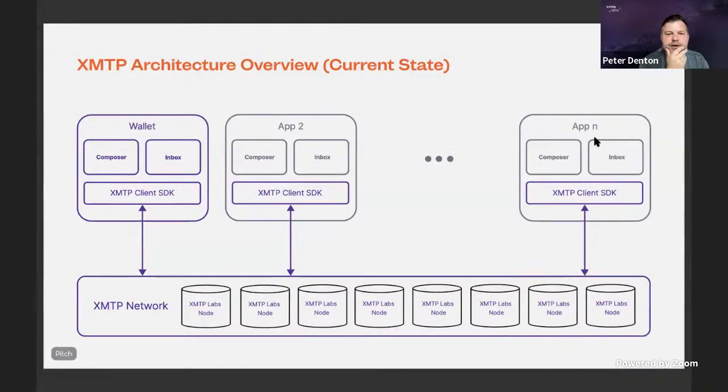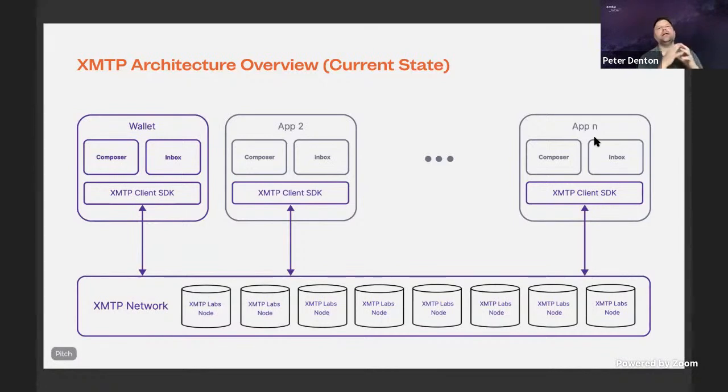So let's just, at a very simple level, look at the current state of the architecture. A wallet might have composer functionality that uses the XMTP SDK, and an inbox. So users, like the wallets that we're working with, will have an inbox and they'll be able to compose and receive messages facilitated through the SDK, and that will talk to the XMTP network. So in the beginning, XMTP will host all of our nodes, right? So we are sort of in production now.